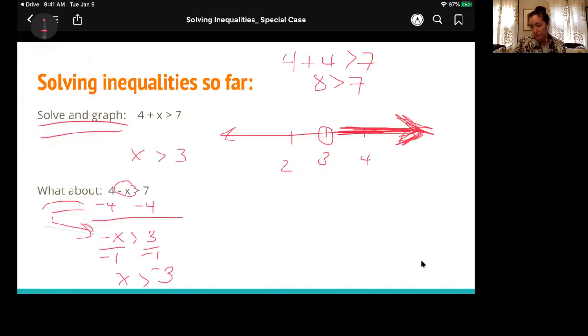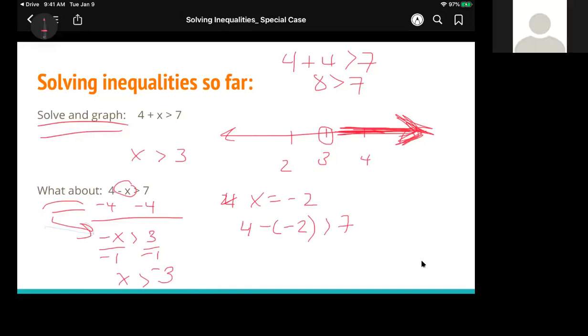-2. So let's throw -2 in there. So Zambor picks -2. And if we do 4 minus -2 is greater than 7. Here you go, Kaden. This is a keep change flip. What do you get when you do 4 minus -2?